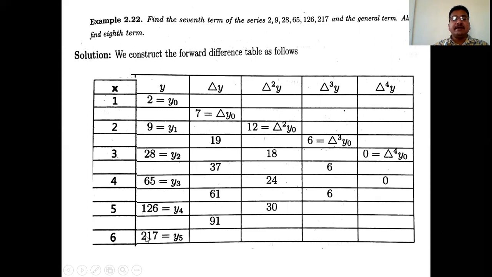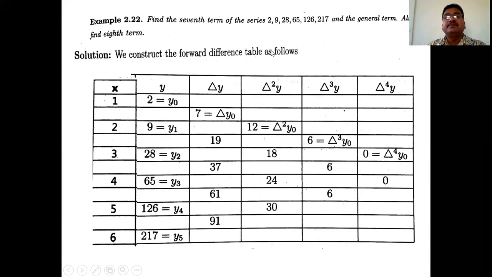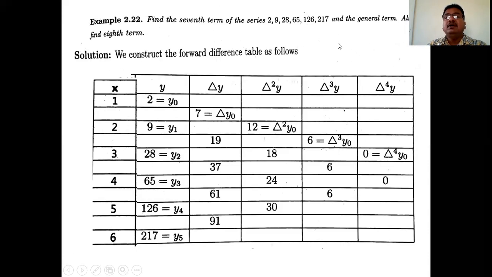So these are the values of x. If we write the given data in table form, then what is the first row of that table? The values of x. So if we write the given data in this form, then the values of x are 1, 2, 3, 4, 5, 6. And the corresponding values of y are 2, 9, 28, 65, 126, and 270. And we have to find the value at 7. We have to find the value of y at 7. That is, we have to interpolate at 7.